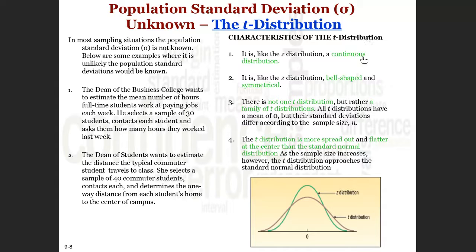The characteristics of the t distribution: it's like the z distribution, and it's a continuous distribution. It is like the z distribution, bell-shaped and symmetrical. There is not one t distribution, but rather a family of t distributions. All t distributions have a mean of 0, but their standard deviations differ according to the sample size. In the z distribution, it has a mean of 0, and can tell me what the standard deviation is for that? For the z distribution, always.